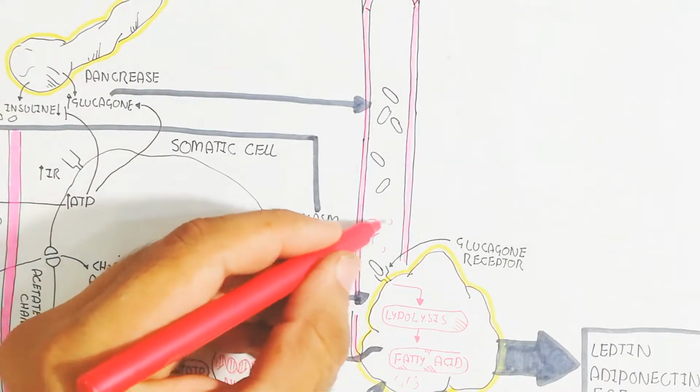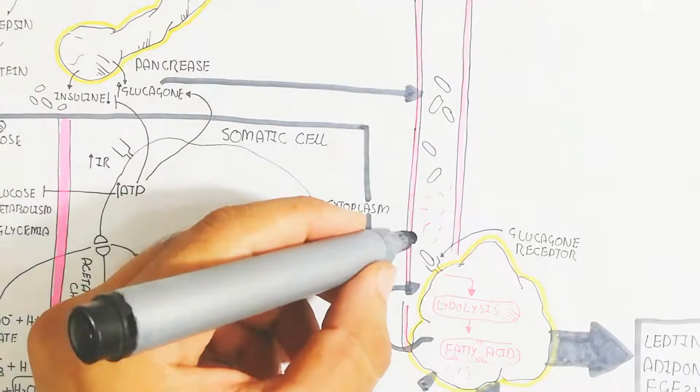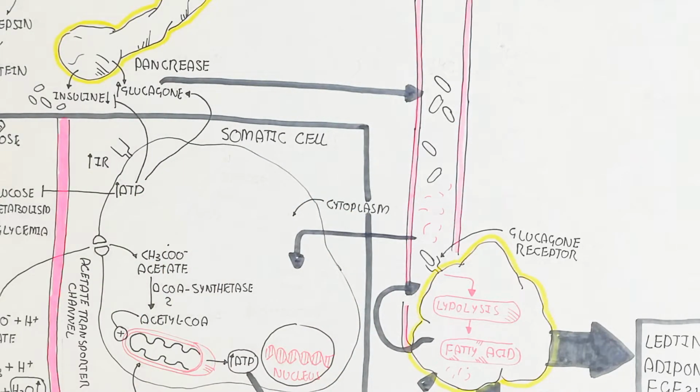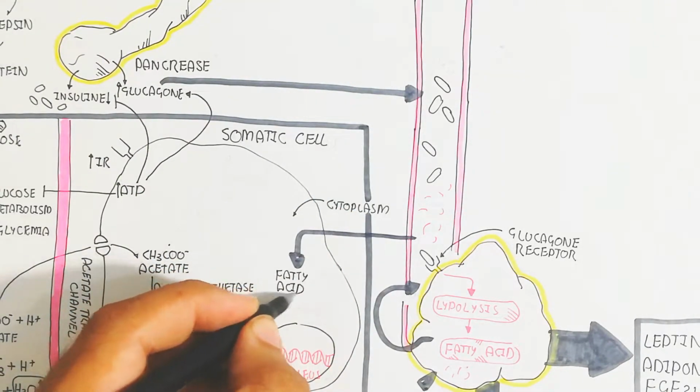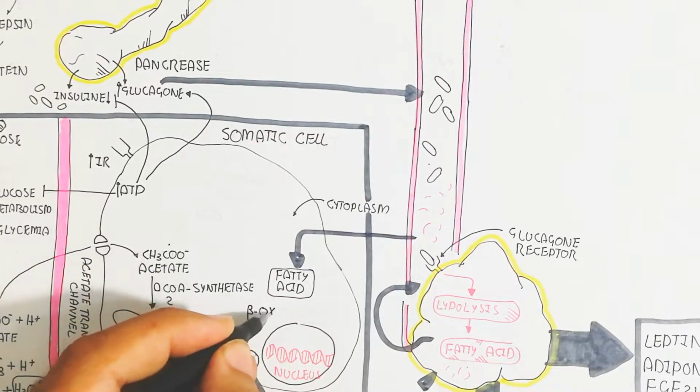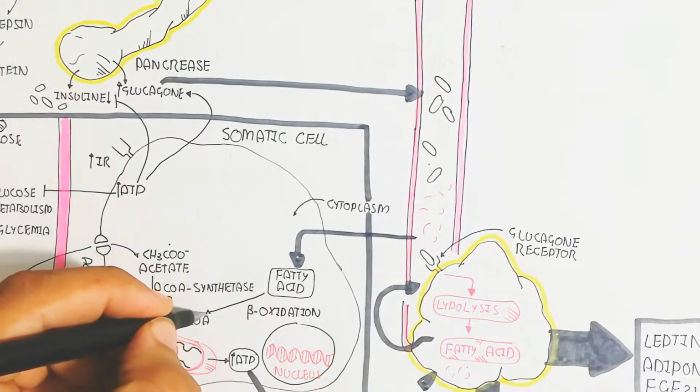Anyhow, let's begin. Here is the glucagon receptor. Remember, it will bind and the fatty acid will move into the blood circulatory system, which will lead to an LDL increase, but normally it is not dangerous.